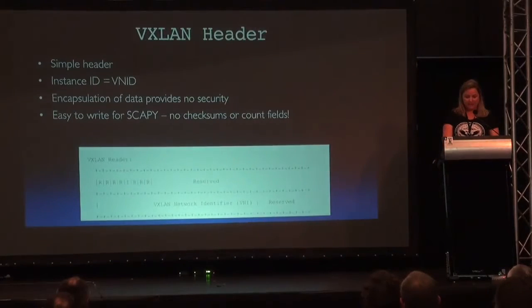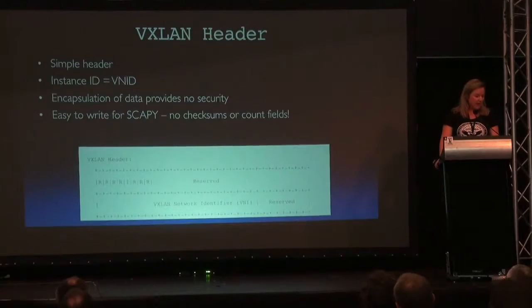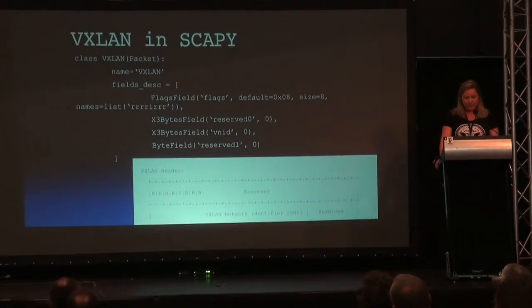So this is what the VXLAN header looks like, which when I saw it, I was pretty excited because it's pretty simple. It pretty much is just made up of a bunch of reserved bytes and bits, and then the VXLAN network identifier is just stuck in there. It's great to write for Scapy because you don't have to write checksums or anything, so it's really simple. So this is what VXLAN looks like in Scapy. I don't know if it's in Scapy now. It wasn't when I was looking at it.